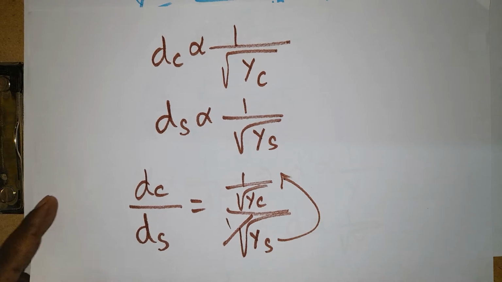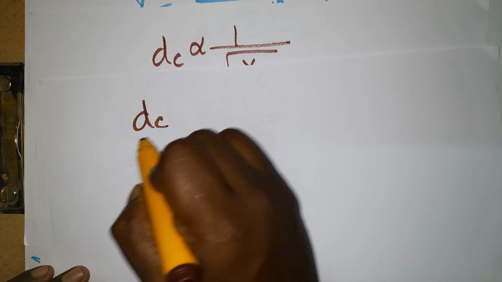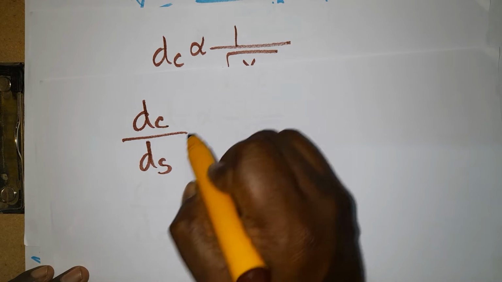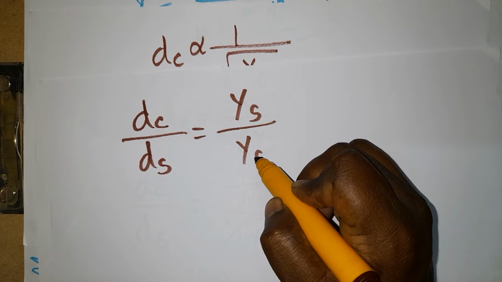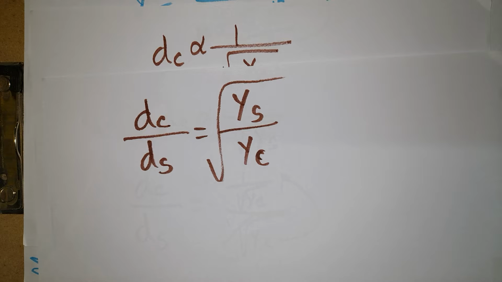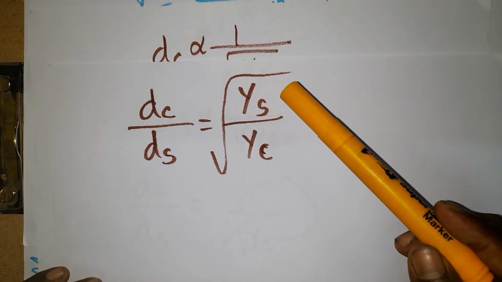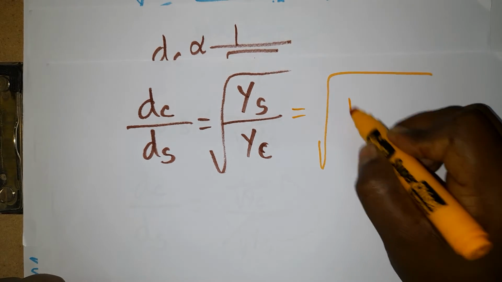The denominator comes directly into the numerator. So the diameter of the copper wire divided by the diameter of the steel wire is equal to the whole root of Young's modulus of the steel divided by Young's modulus of the copper. Next, we know the steel value and the copper value, so it is just a substitution.